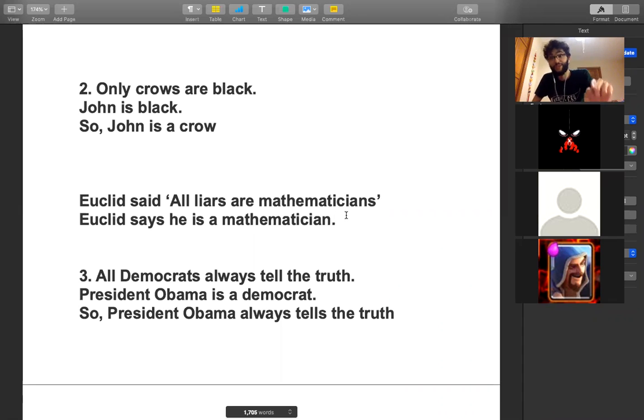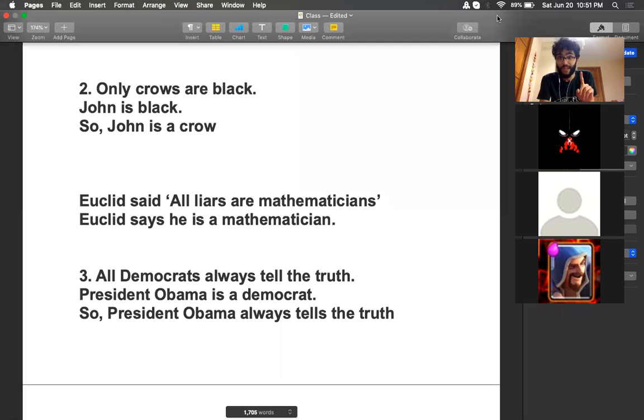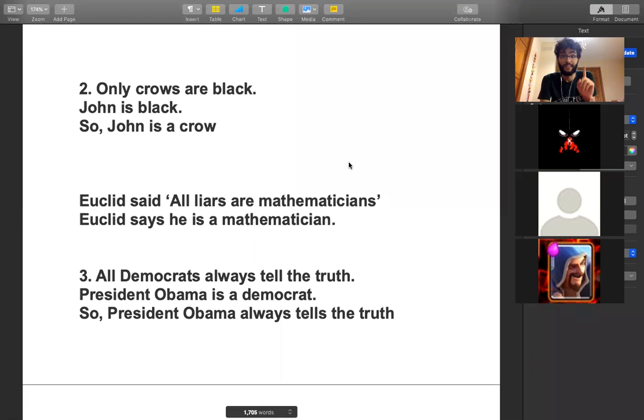So in this particular situation, Euclid could be a truth teller and he could be a liar, and both times it makes sense, because if he's a truth teller, he's saying that all liars are mathematicians, but he's not saying that all mathematicians are liars. So he could still be a mathematician who is telling the truth, and he could still be a truth teller who is confessing that he himself is a mathematician. So in this particular situation, Euclid can be a truth teller and a liar, and both those sentences can still be true.